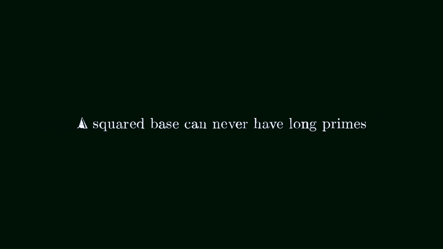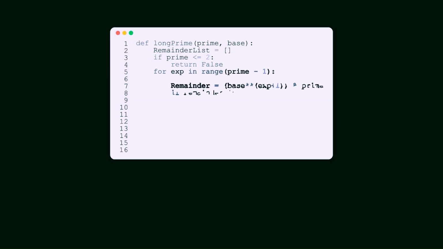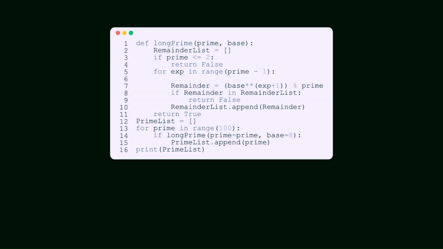Alright, but what about cubic numbers? This Python script will tell us all numbers that are long prime in base 8, which is a cubic number. And as you can see, there actually are long primes in a cubic number base. But why don't cubic numbers suffer through the same issues as squared numbers? Well, as it turns out, they slightly do, although not as drastically.